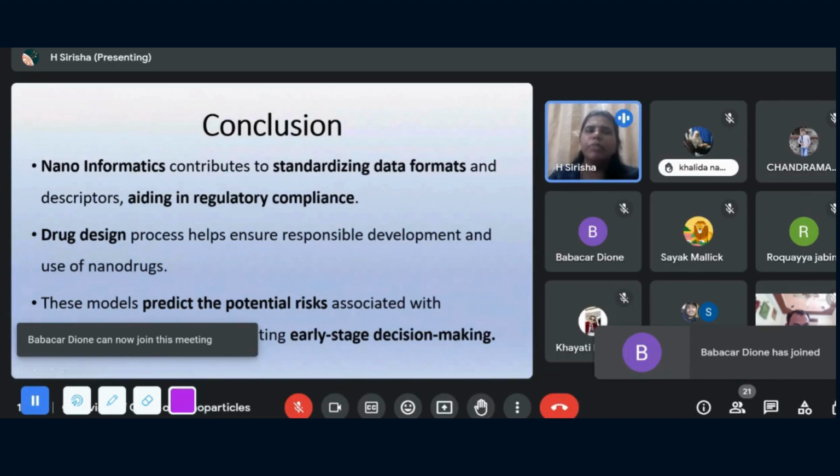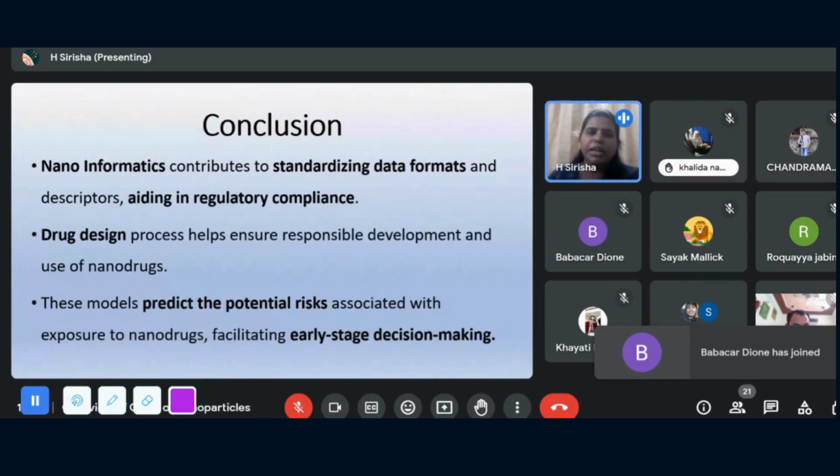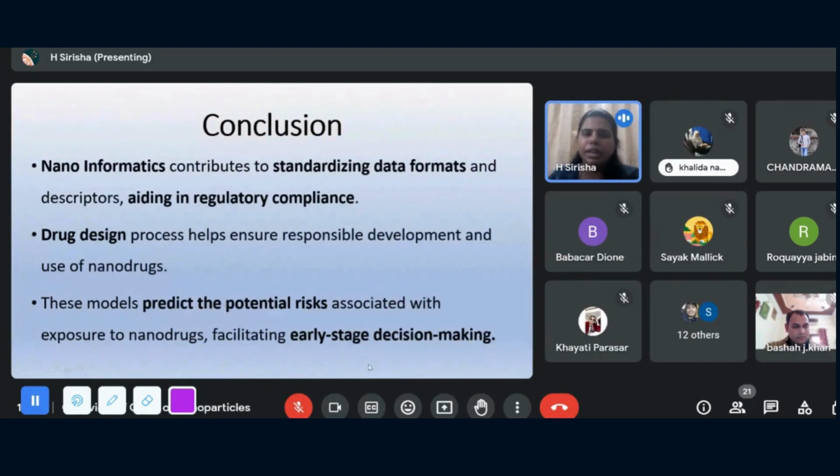So I want to conclude my presentation by telling that nanoinformatics contributes to the standardization of data and descriptors, aiding in regulatory compliance. Drug design helps to ensure responsible development and use of nanodrugs. These models are used to predict the potential risk associated with the exposure of nanodrugs and facilitate early stage decision making.